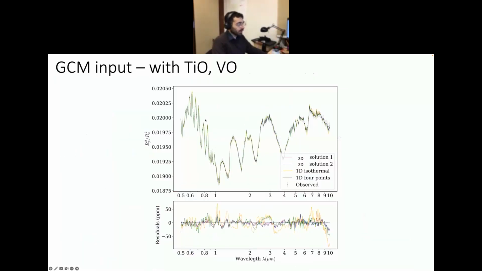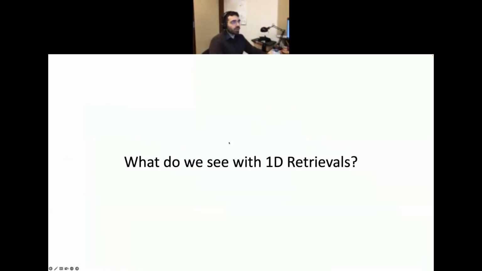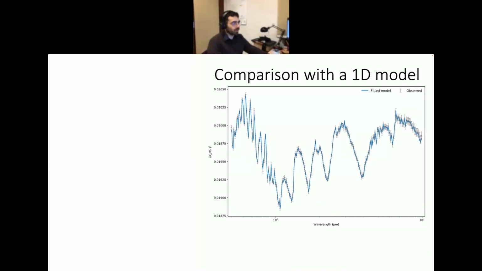The same test has been performed in the presence of optical absorbers, where we performed different retrievals, 2D and 1D retrievals. And even here, the 2D retrieval gave a degenerate solution with two statistically equivalent solutions, and we can see that it also converged around the ground truth of the model. But what's wrong with the 1D retrieval? What do we see with 1D retrieval?